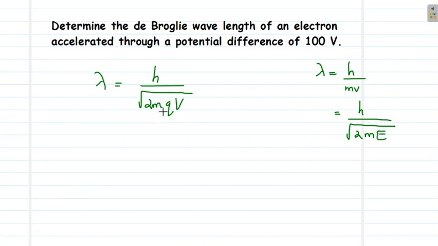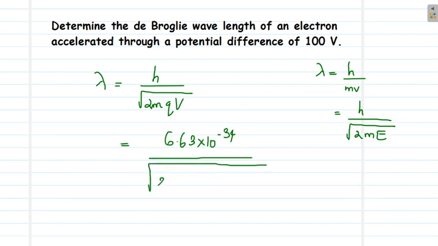So in this case, E is qV. If a charge is accelerating through a potential V, energy is qV. So we have λ = h by root of 2mqV. Now substituting for each of these values, h is 6.63 into 10 raised to minus 34, and what is the mass? Mass of an electron is 9.1 into 10 raised to minus 31 kilogram. Then the charge of an electron is 1.6 into 10 raised to minus 19 coulomb, and the potential is 100 volt.